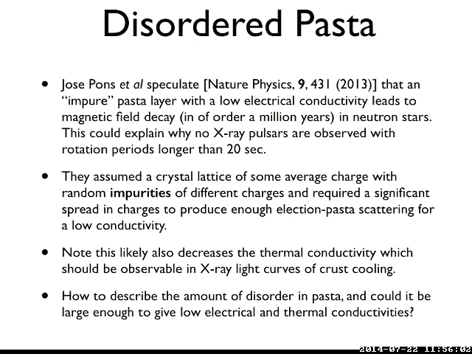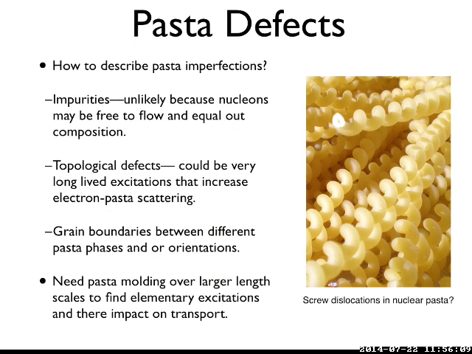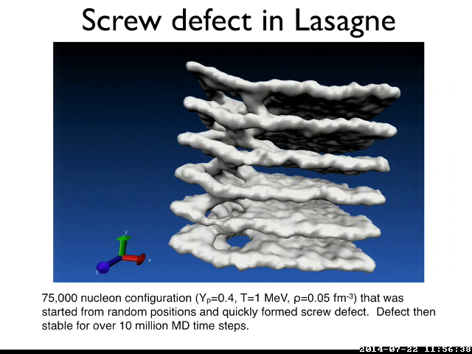At any rate, I just want to try to understand, could pasta be disordered, and what that might mean. So how do you describe pasta imperfections? I think impurities are unlikely. Nucleons can flow in and out of pieces of pasta, so it doesn't keep the same charge. Instead, an alternative is topological defects. You can have configurations, and I'll show you one in just a second, that could be very long-lived.